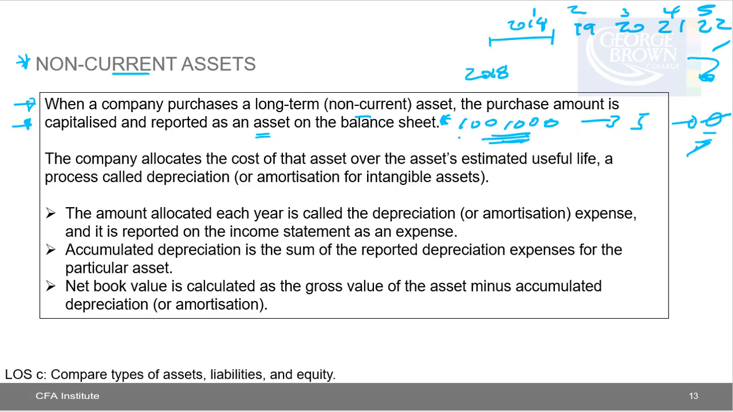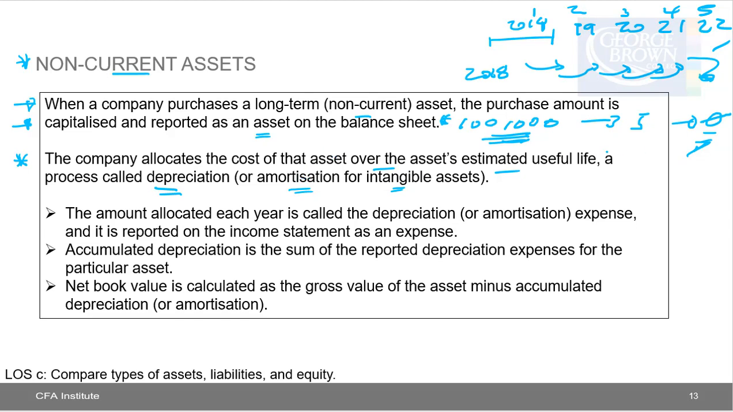But anyhow, when I buy that truck, I'm going to record it as an asset on the balance sheet. But I want to somehow allocate the cost of that asset over the 5 years that I'm going to use it. And how do we do that? We do it through depreciation. So the company allocates the cost of that asset over the asset's estimated useful life, and that's a process called depreciation, or amortization for intangible assets. So if you hear the terms depreciation, amortization, it's really the same process, but depreciation is for tangible assets and amortization is for intangibles, okay?